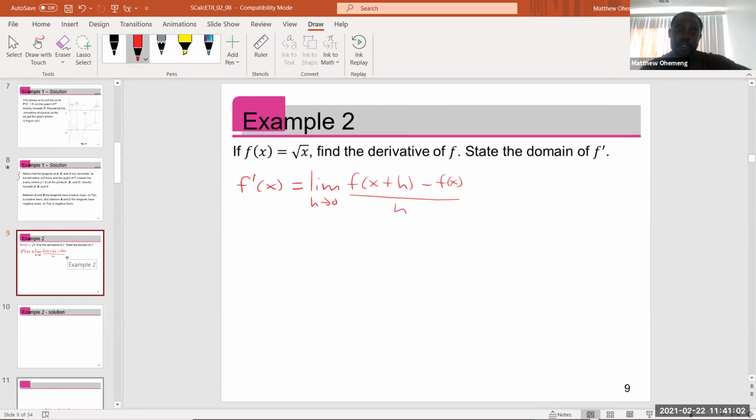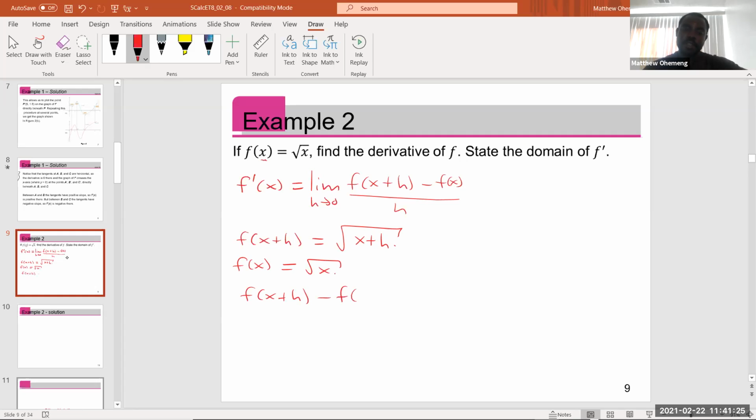And then let's try and find f of x plus h. Go back to f of x, which is the square root of x. So for f of x plus h, wherever you see x, put in x plus h. That gives you the square root of x plus h. So f of x plus h minus f of x will just be the square root of x plus h minus the square root of x.